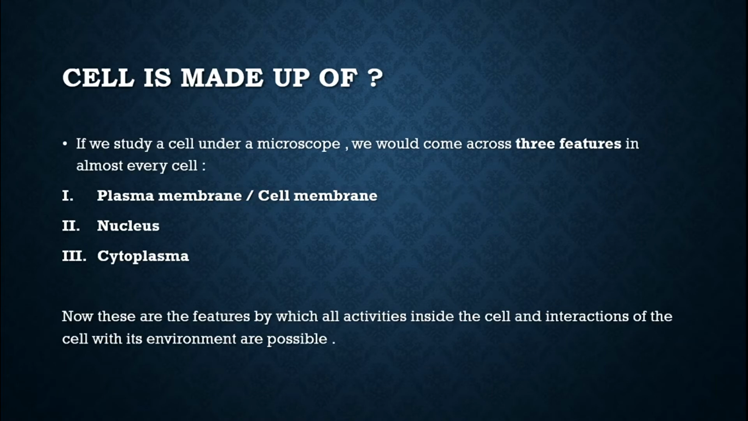What is a cell made up of? If we study a cell under a microscope, there are three main features which almost every cell has. The first is the cell membrane, which is the outer covering. Second is the nucleus, which is inside the cell, and the cytoplasm, which is also inside the cell. These are the three main components we can see under a microscope. All the activities inside and outside the cell, and the interactions, are possible because of these three features.